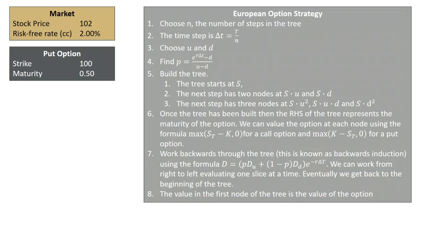We work backwards through the tree using the formula D. The value of the option is P times the value up, du, plus 1 minus P times dd, the value down, times e to the minus r delta t. Eventually, we get back to the beginning of the tree, and the value in the first node of the tree is the value of the option. Now, the difference between a European option and an American option is only in step 7.